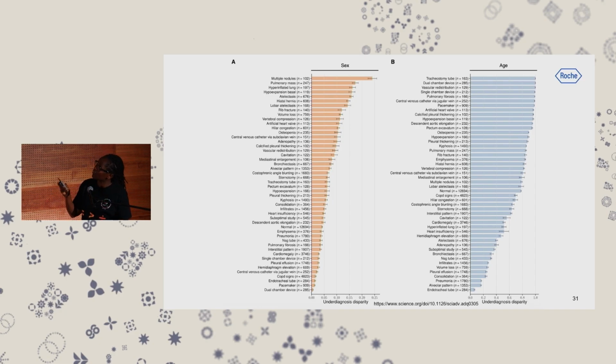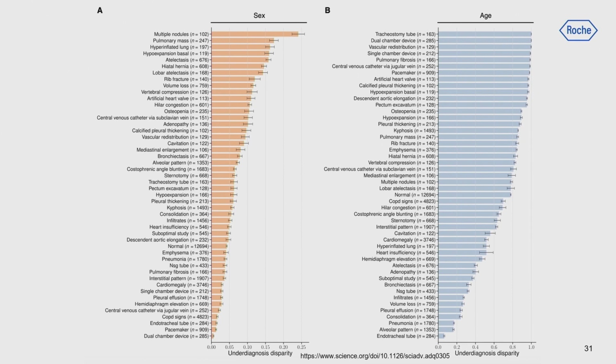And they look at all these diseases, and I'm not trying to bother your eyes, but I just want to show you some top diseases like a tracheostomy tube, dual chamber device, vascular redistribution. Those things tend to happen on older patients. And the data sets that we have, they'll be found on older patients because a 20-year-old, yes, if they had a congenital heart disease, they would have a pacemaker. But most 20-year-olds are not walking around with pacemakers. So the model learns to get these features and then uses it for their prediction.